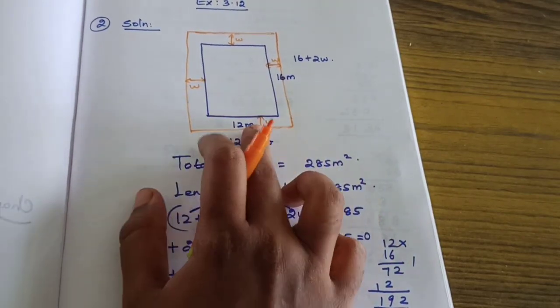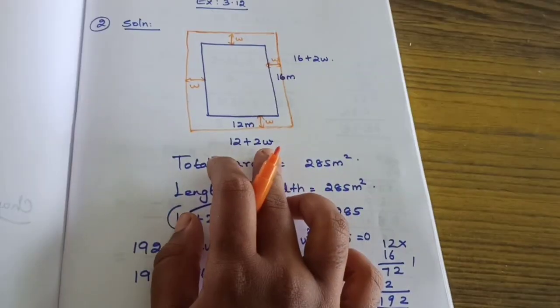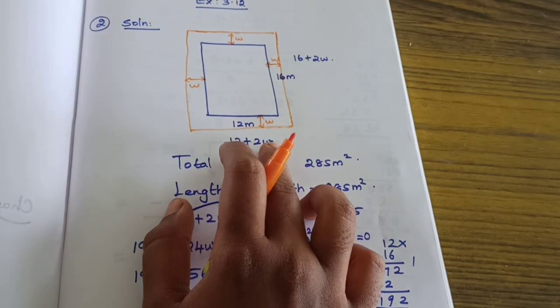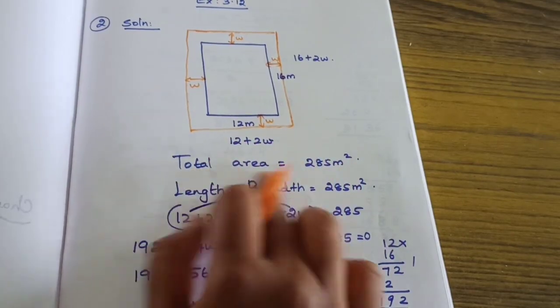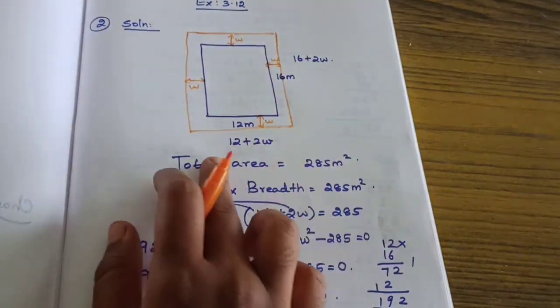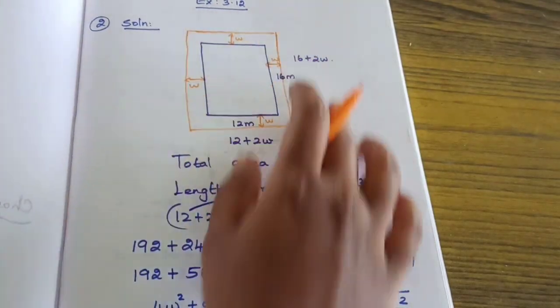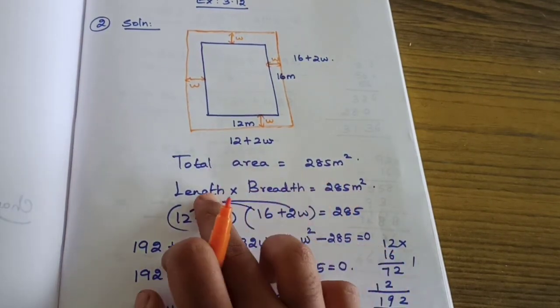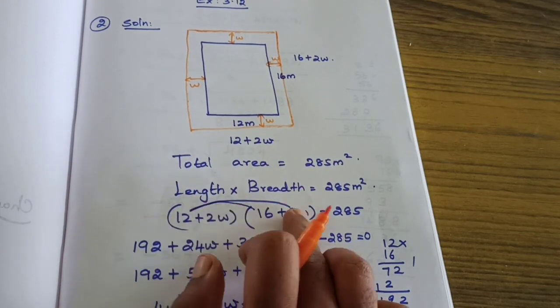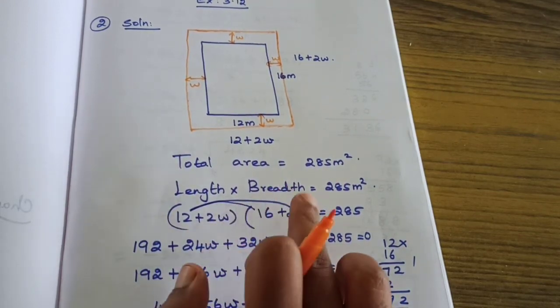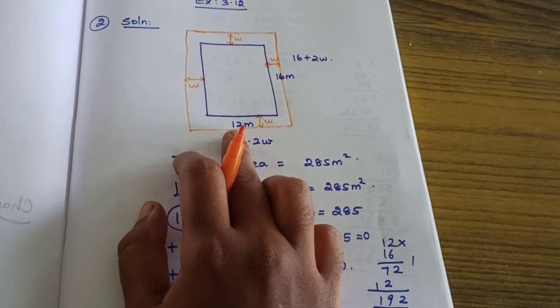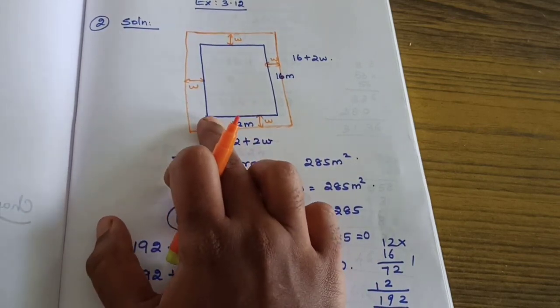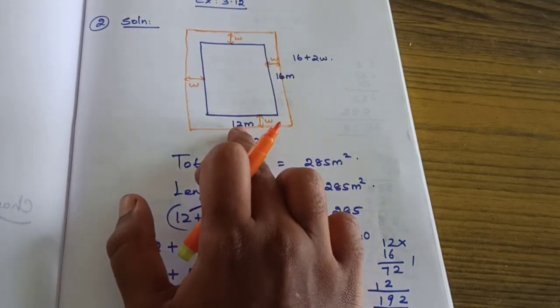So same width only, W, four sides the same width only. That width value only we need to calculate. They already given total area. Now including the pedestrian pathway, the total area increases to 285 meters square. So area of the rectangle means length into breadth. The new length and new breadth. How will you calculate the new length and new breadth?